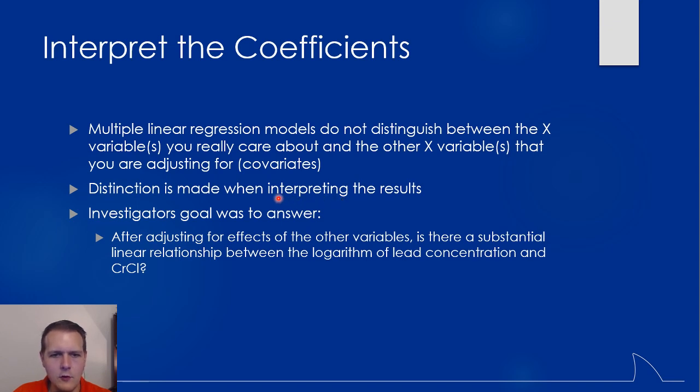The investigator's goal, though, was to see whether, when you adjusted for these other variables, there is a substantial relationship between the logarithm of the lead concentration and creatinine clearance. So by adjusting for things like body mass, diuretic use, and all these factors, was there still a linear relationship between lead concentration and creatinine clearance?